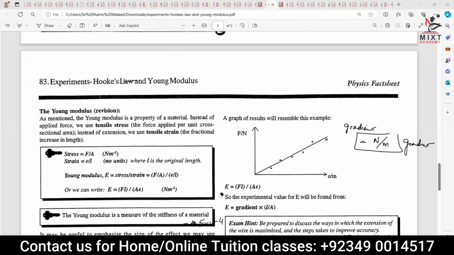Write a few lines there. Just write E is equal to FL over AE, and then write down the gradient of the force versus extension graph. The gradient of the force versus extension graph is Newton per meter, or force per unit length, or force per unit extension.